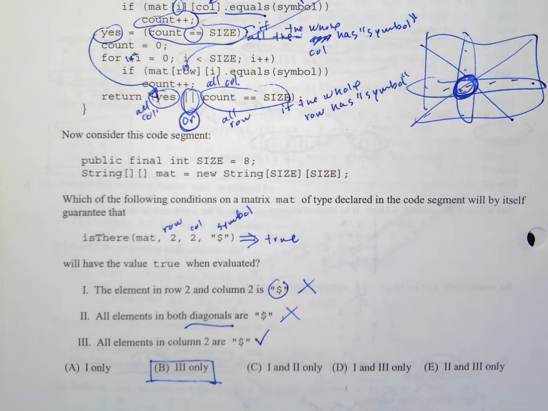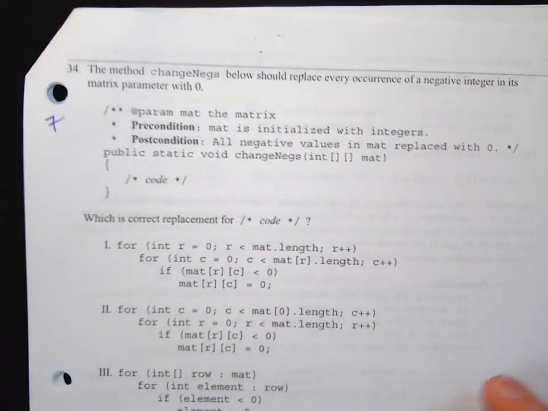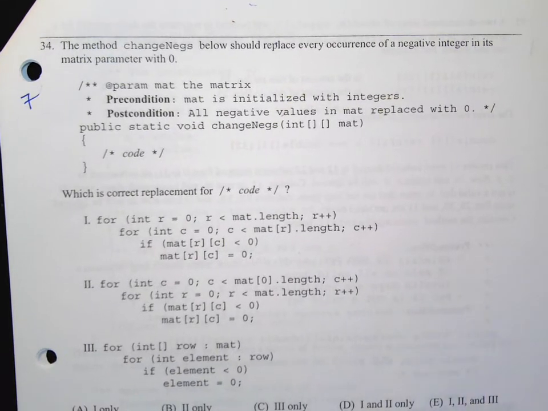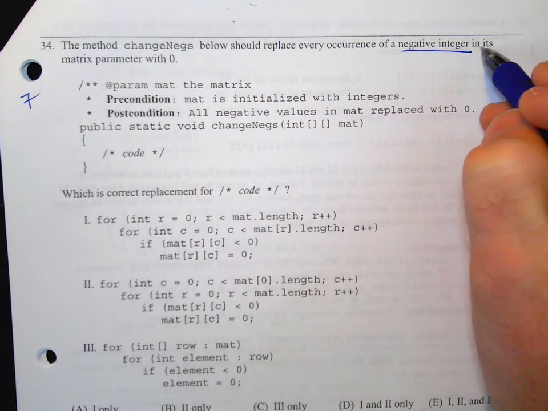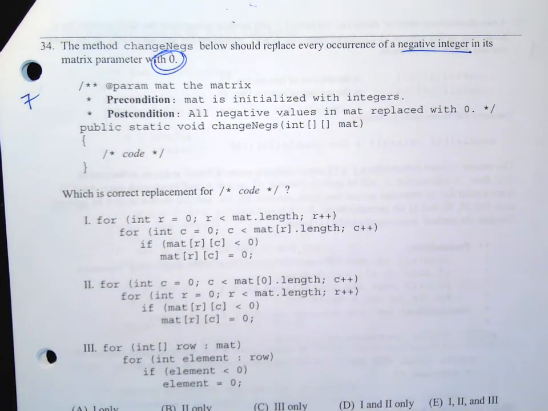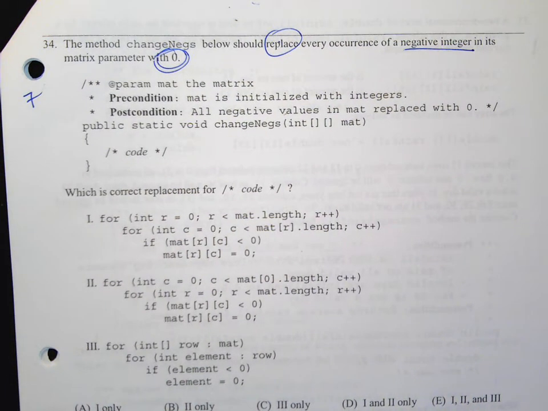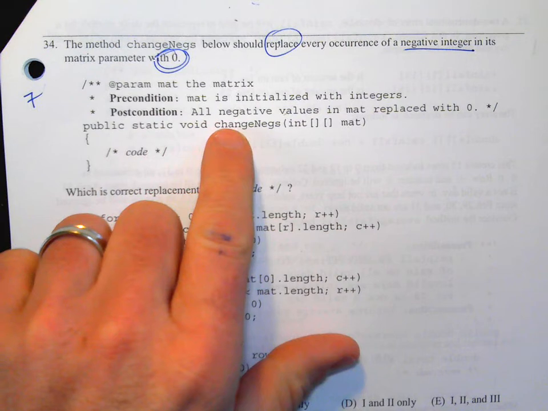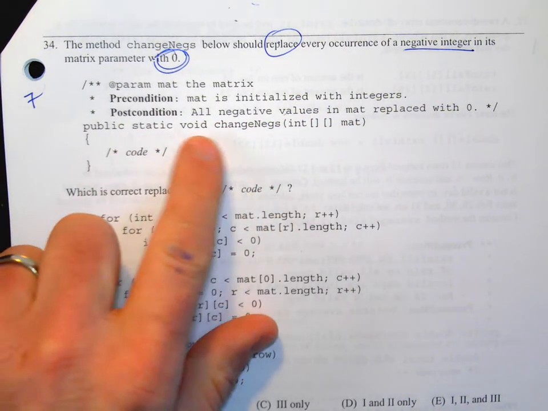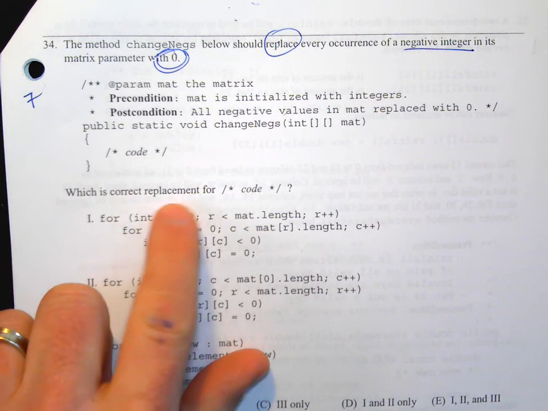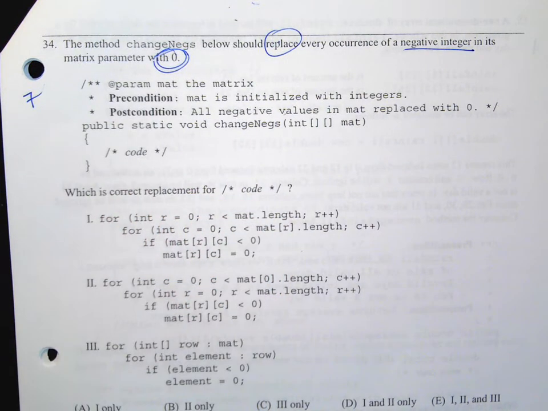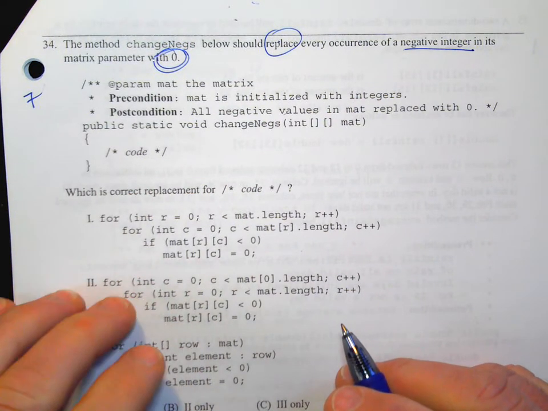Let's see. 34. The method changeNegs below should replace every occurrence of a negative with a 0. So it's going to replace all the negatives with zeros. Okay, make sure you understand the goal. It has a precondition that it's initialized with integers. Postcondition, all the negative values replaced with 0. Okay, which is the correct replacement for code? So we have to figure out which of these will do the job, and it's very possible that multiple, all of them, could do it in different ways. They'll all probably seem like they'll work, but there'll be something, sometimes very small, that doesn't work.